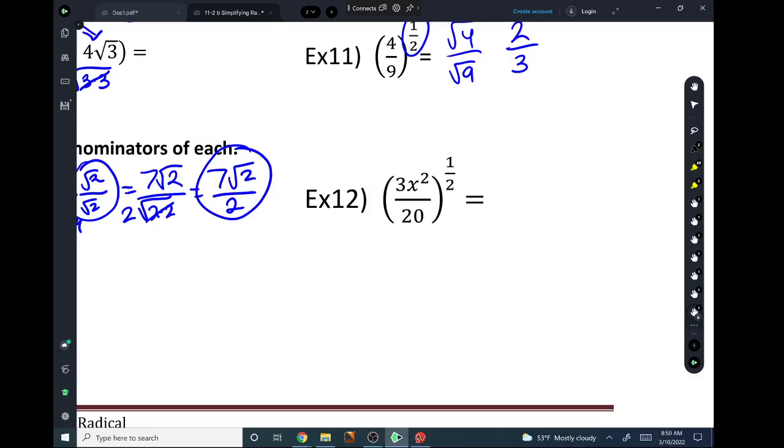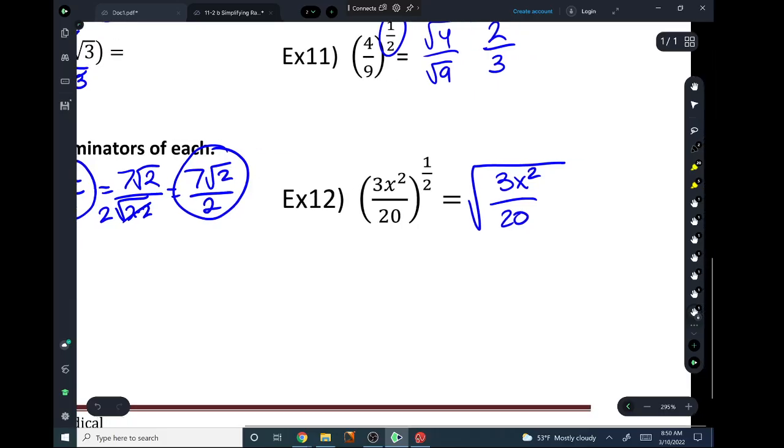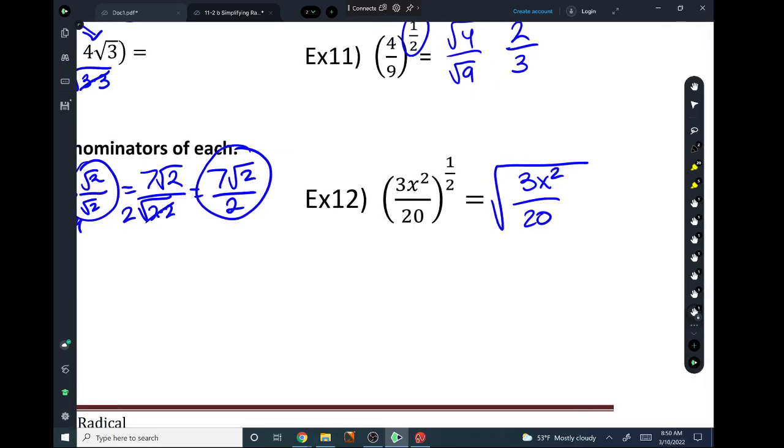Okay, so what does this mean? This is way past what you're going to see on the EOC. But if you can do this, you already understand it at a pretty high level. Okay, what does that fractional power mean? Okay, so that's just really the square root of 3x squared over 20. Yeah? Okay, so I'm done? No. Break them down. That's what? Square root of 3x squared over square root of 20.